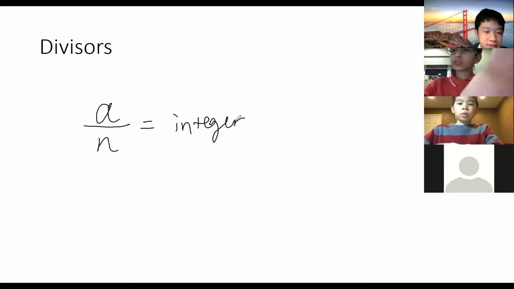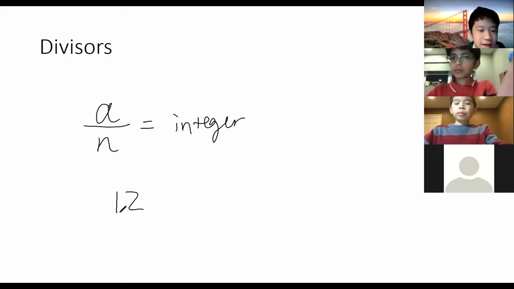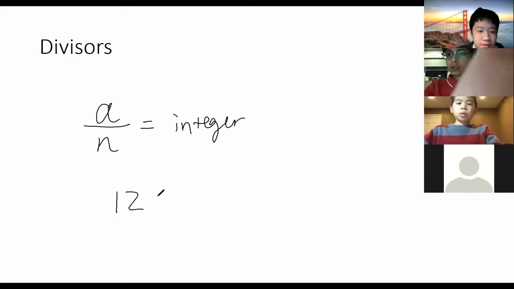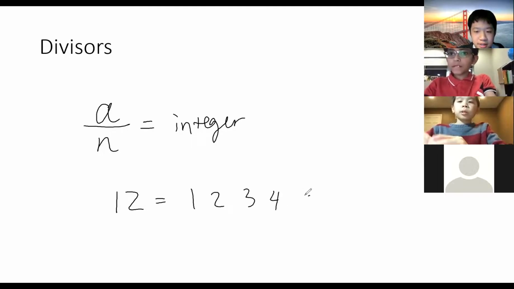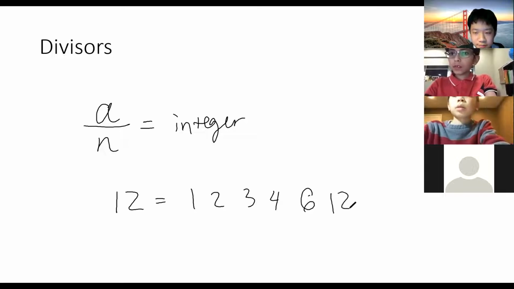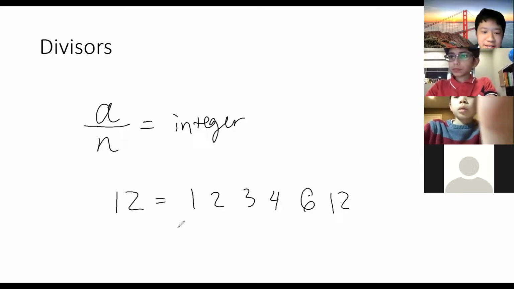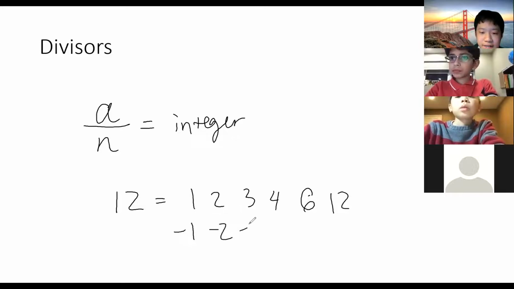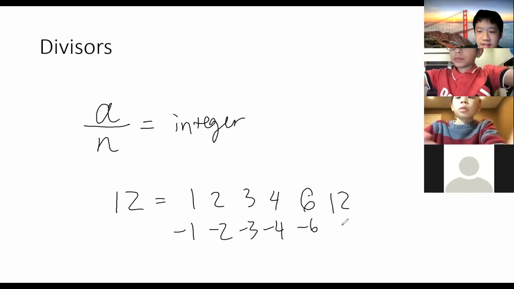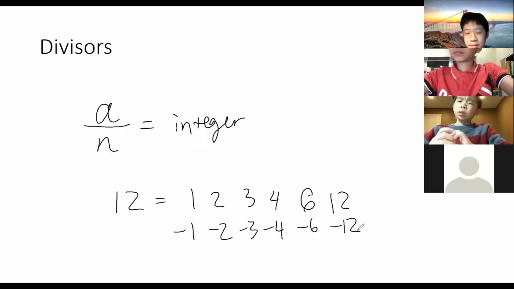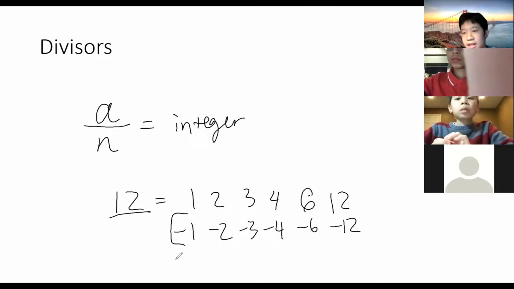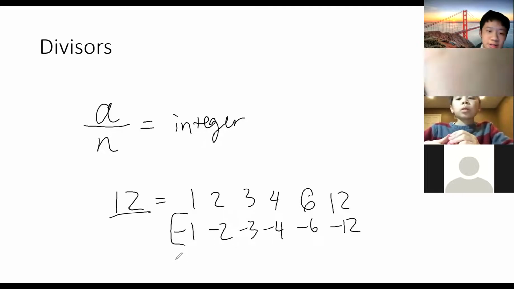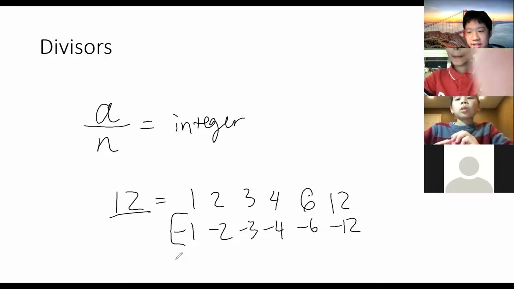Let me give you some examples. If we have the number 12 and want to find the divisors of 12, we have 1, 2, 3, 4, not 5, 6, 12. But we can also have negative numbers here: -1, -2, -3, -4, -6, and -12. Because if I divide 12 by any of these negative numbers, I still get an integer result. So divisors have positives and negatives.